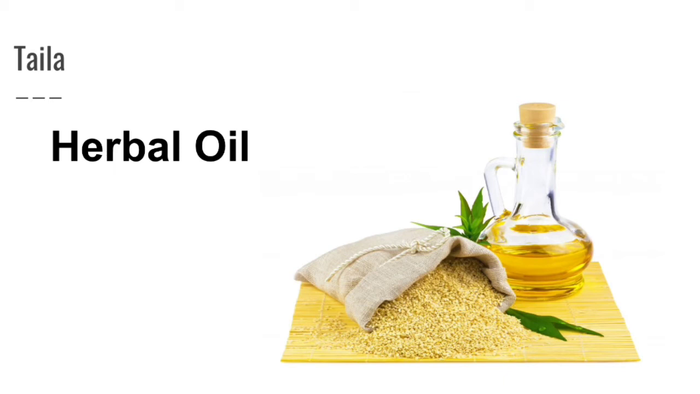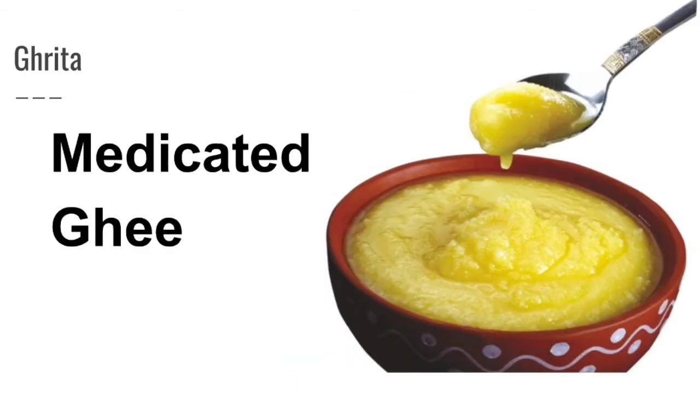And next is Taila. Taila will contain both the water soluble properties and the fat soluble properties. If you see, first a water decoction is made with the herbs, and then we would be adding the oil and reducing it to half. When we take the water decoction, you can extract the water soluble properties of the herb, and when you use it with the oil, you get the fat soluble properties. So herbal oil will have both the water soluble properties and fat soluble properties.